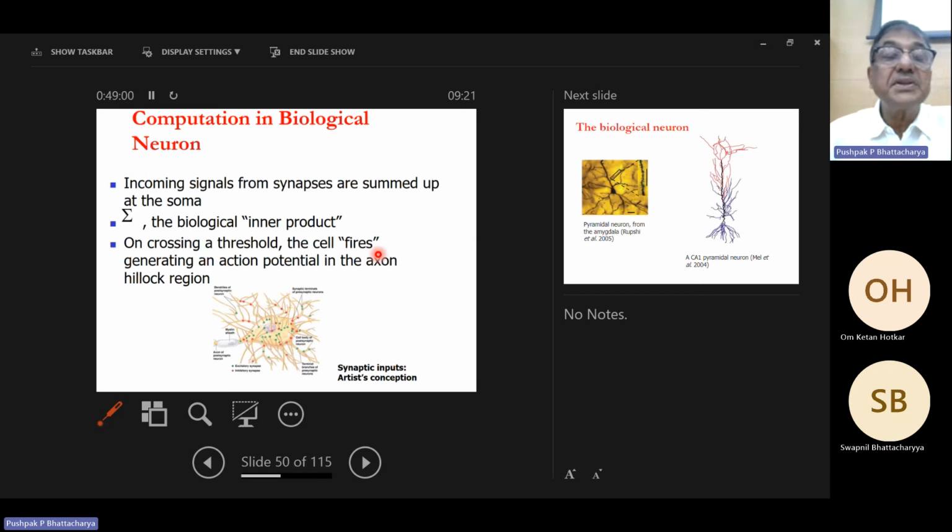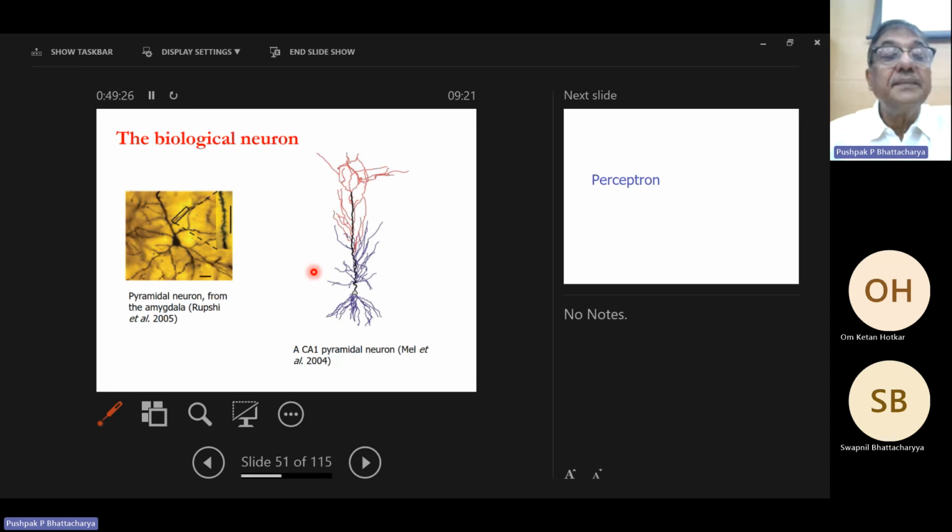So the computation in neurons happens in the following way. The signals come from other neurons, and there is a biological inner product which happens. For every neuron, there is a signal vector, and that is multiplied with the corresponding weights of the neuron, and the sum is taken. This is called the biological inner product. It's a dot product. But this very simple view of neurons has been superseded by what is called a pyramidal structure of neurons. So we need not go into that.